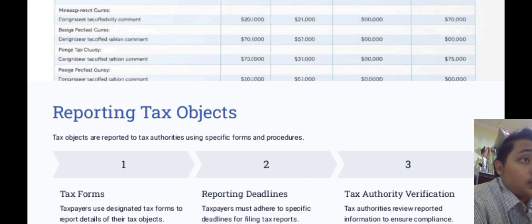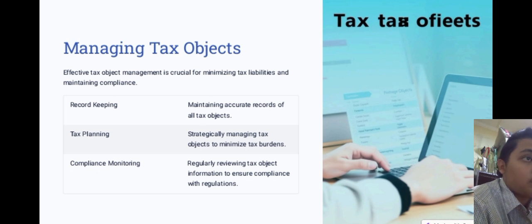Managing tax object. Effective tax object management is crucial for managing tax liability and maintaining compliance. Number one, record keeping: maintaining accurate records of all tax objects. Number two, tax planning: strategically managing tax objects to minimize the burdens. Number three, compliance monitoring: regularly reviewing tax object information to ensure compliance with regulations.